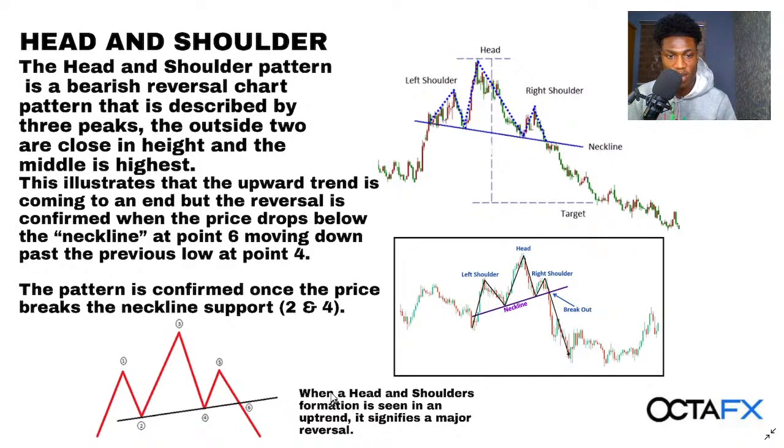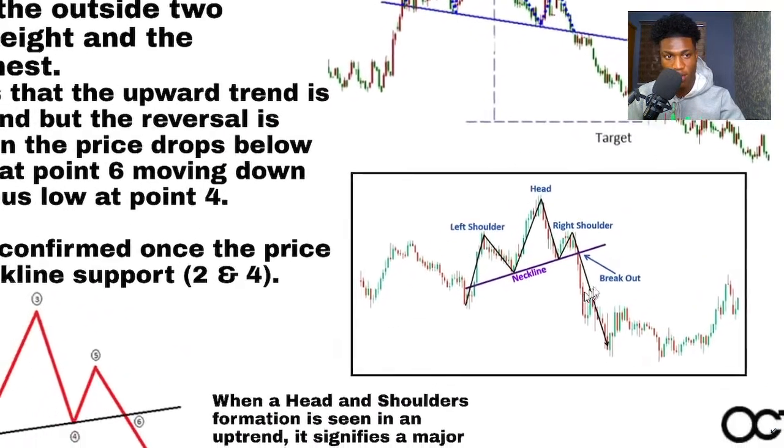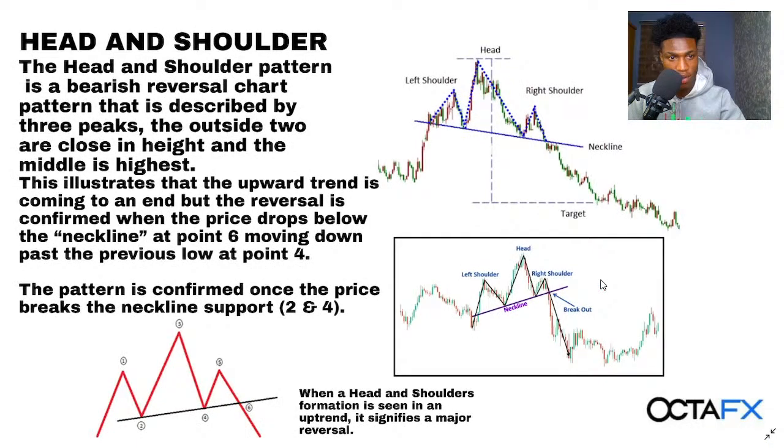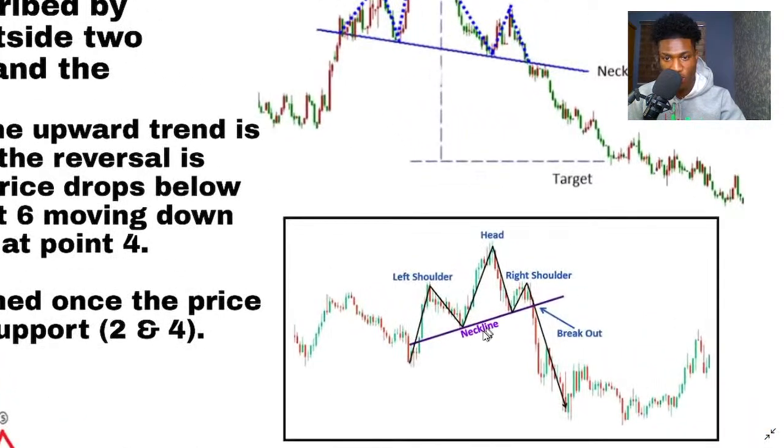But then the reversal is confirmed when the price drops below the neckline, which is like the support level. So price drops below the neckline. Let me zoom this. Moving down past the previous low. So price broke out from this neckline and it has moved past the previous low, and it has broken out and moved past that.